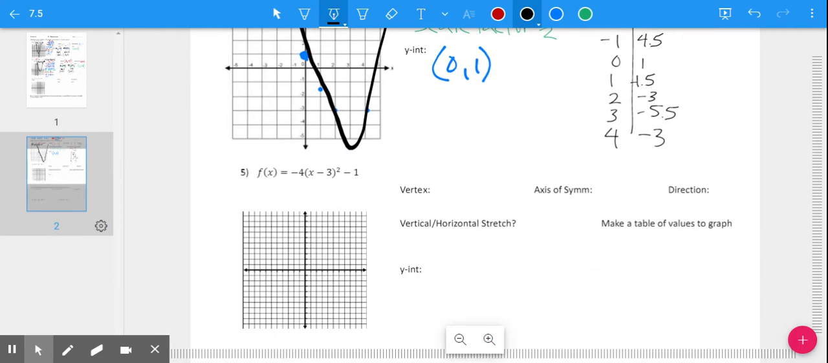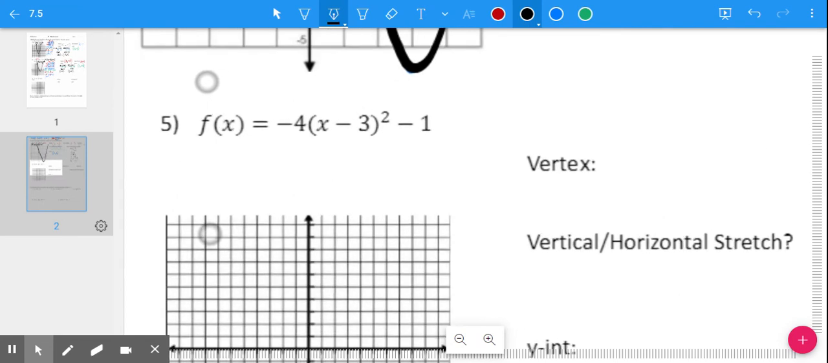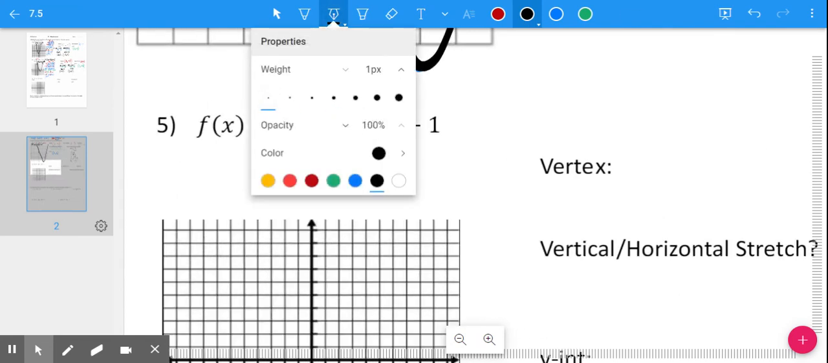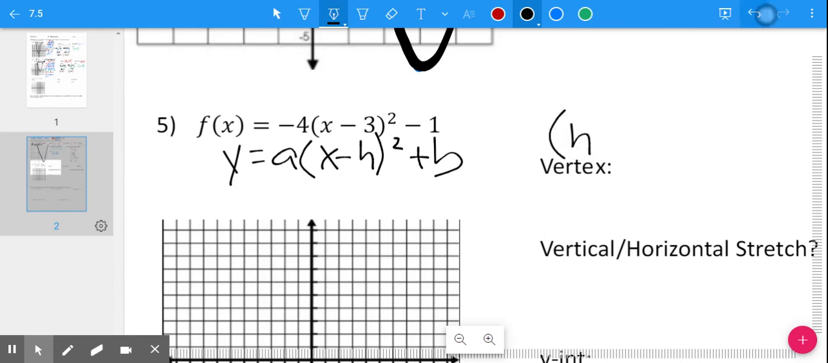Okay, so our next one. This one is in vertex form. So remember, if you need to write it, feel free to write it. So we have y equals a(x minus h) squared plus k. And your vertex is h, k.